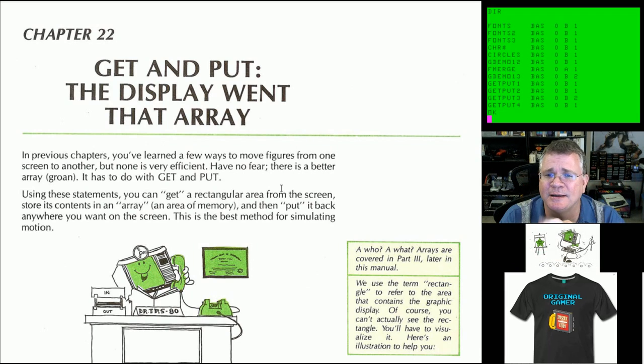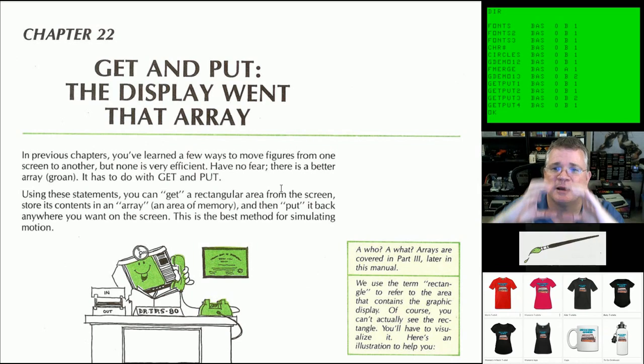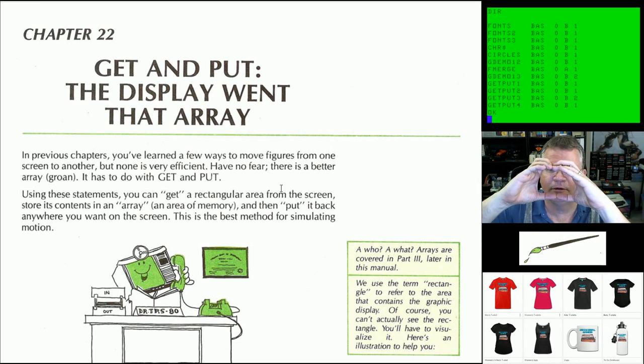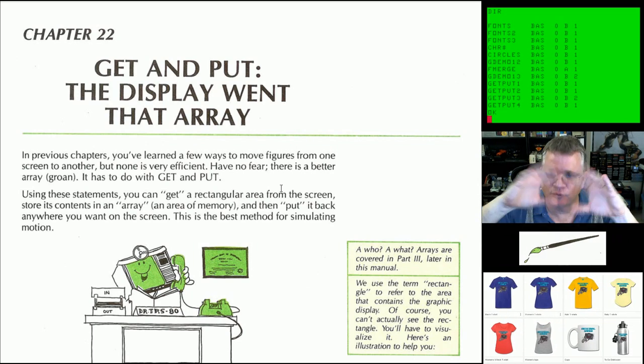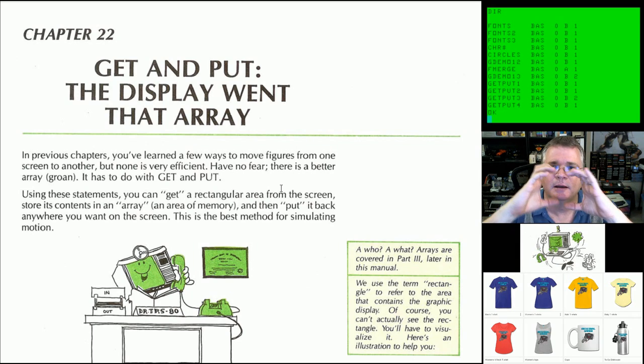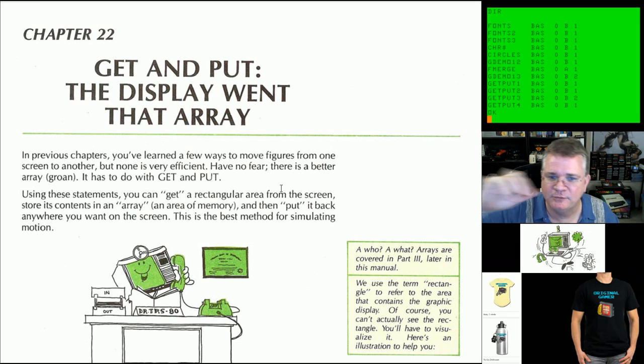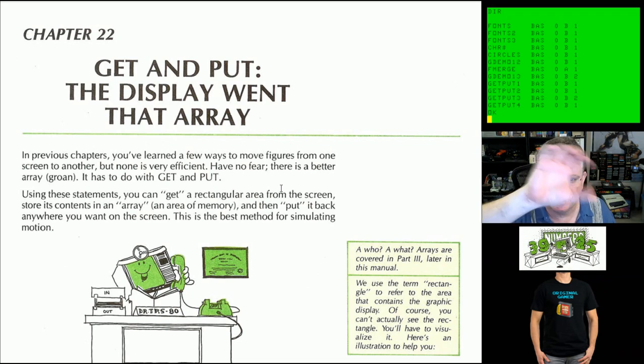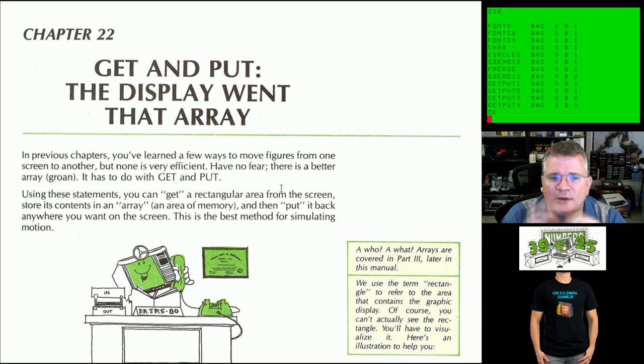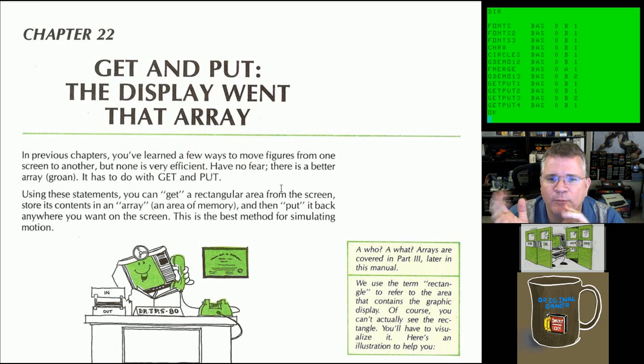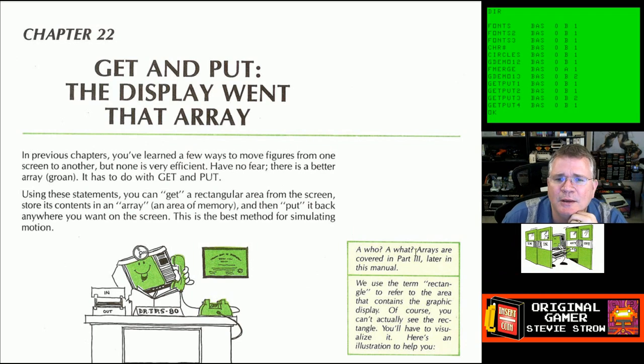Get and put is essentially like a copy and paste for graphics. You can copy a block of graphical information that's already on the screen, draw some graphics, put some graphics there, copy it into memory, and then you can paste it somewhere else on the screen, kind of like a rubber stamp. And so this is how we can move objects across the screen. This is how we can do animation. This is how we can simulate sprites, you name it.